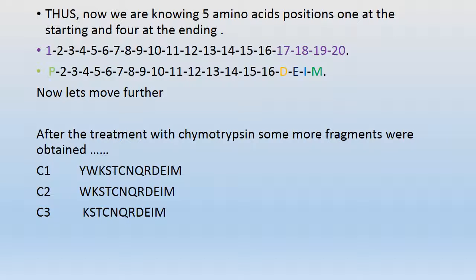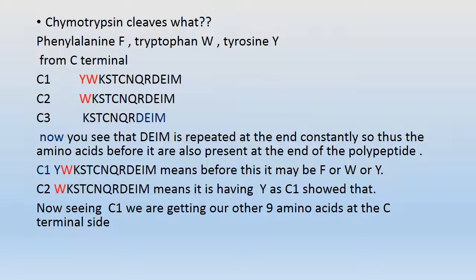Now let us move further. After the treatment with chymotrypsin, we get some more fragments, right? We got the first fragment with YWKSTCNQRDEIM. C2 we got WSTCNQRDEIM, and C3 we got KSTCNQRDEIM. Chymotrypsin cleaves what? It cleaves after phenylalanine, tryptophan and tyrosine at the C terminal.